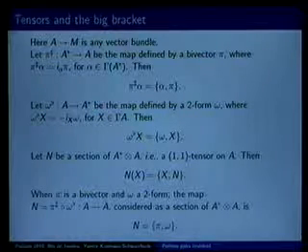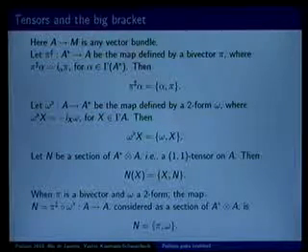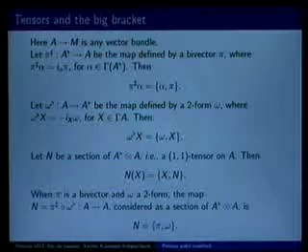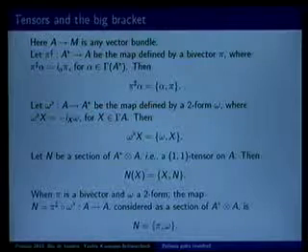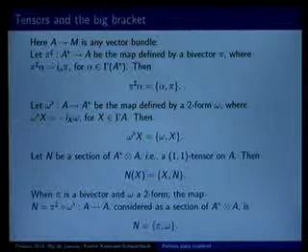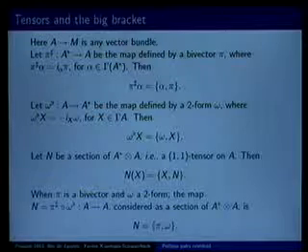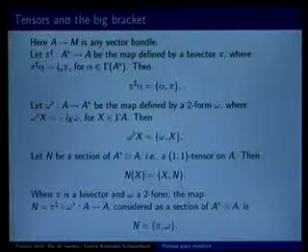There are signs all over the place, but if you do it carefully, there are not too many signs that appear. And if you have a 1-1 tensor, and you want to apply it to a section of A, what do you do? You take the big bracket, and you get the answer. And also, if you have a bivector and a 2-form, then that defines an endomorphism of A, and that's just the big bracket of pi with omega. Very simple.